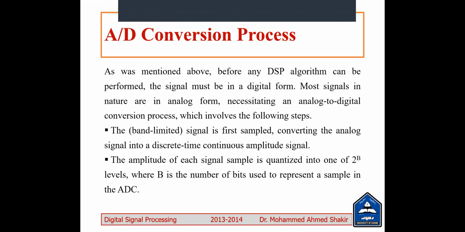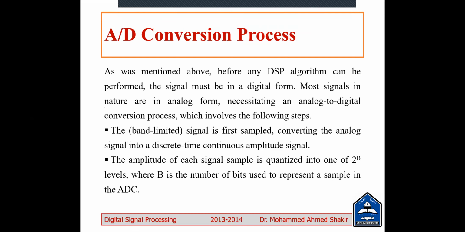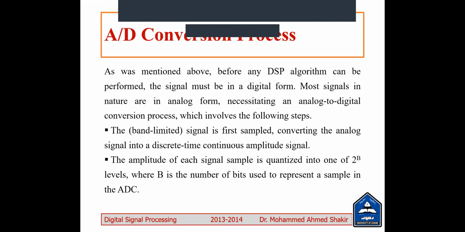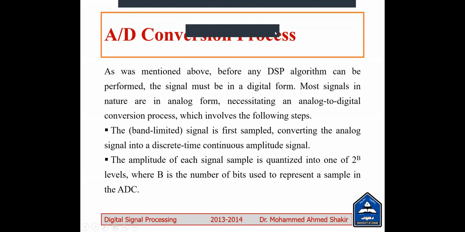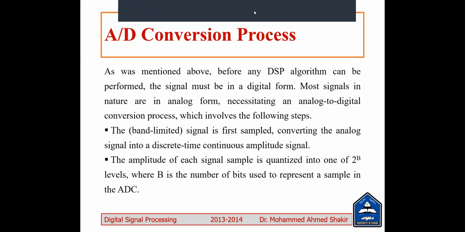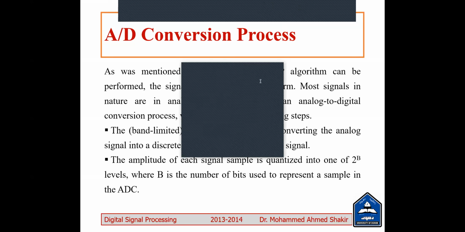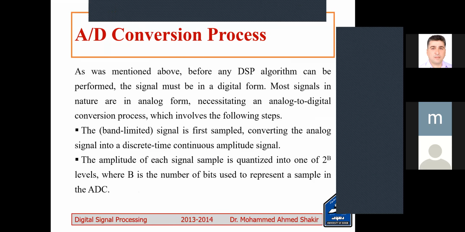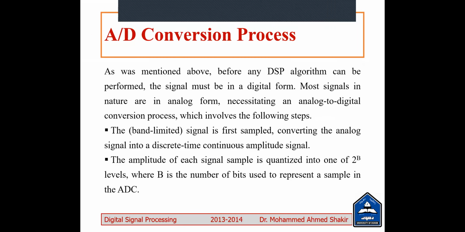Now I'm going to talk in detail about the process of the A to D converter. As was mentioned above, before any DSP algorithm, the signal must be in digital form. Most signals in nature are in analog form. So we have to use the A to D converter to be able to process the signals using the DSP processor.